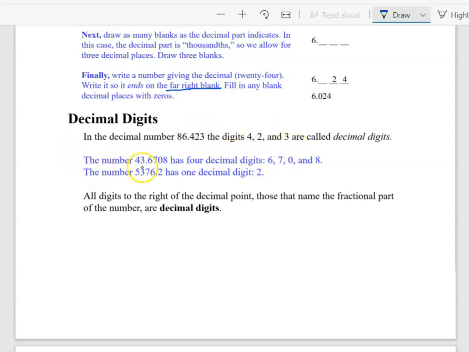The number 43 and 6,708 ten thousandths has 4 decimal digits: 6, 7, 0, and 8. The number 5,376 and 2 tenths has 1 decimal digit, which is just the 2. All digits to the right of the decimal point, those that name the fractional part of the number, are decimal digits.